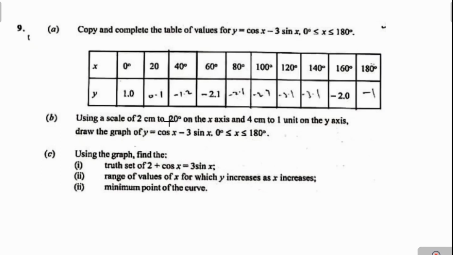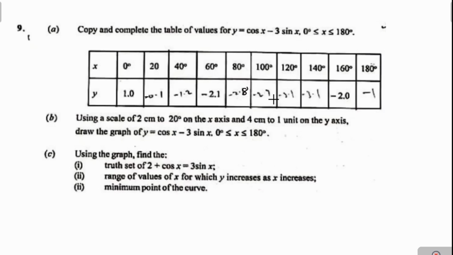So using the calculator in less than 2 minutes, you get all these numbers with the table completed. So you should get 1.0, then this one you should get negative 0.86, which when you approximate you should get negative 0.1. The person didn't bring the negative sign, so negative 0.1. Then when you approximate this, you should get negative 1.2. Then here you should get negative 2.1, then negative 2.8 for 80. So here is negative 2.8.